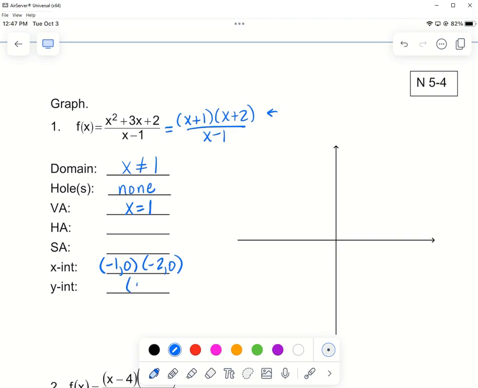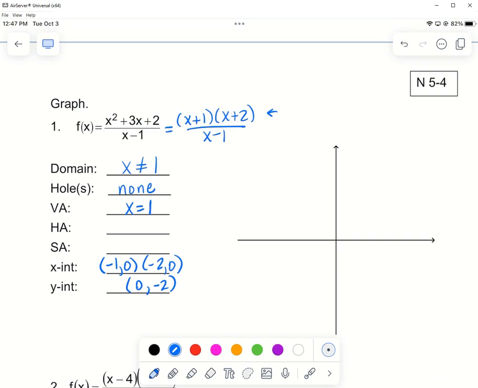The y-intercept, I plug in 0 for x. Now I could put it in the factored version, but I personally think it's easier to go in this version. I just scratch out all the x's. So all those go away, and I'm left with that. And I have my intercepts. Then I get to the HA.